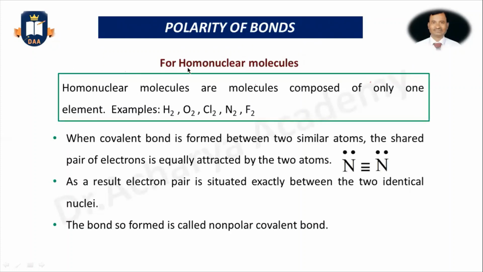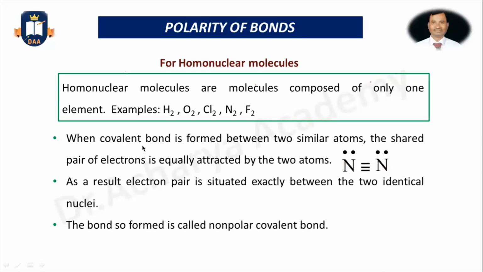I will discuss about the homonuclear molecules. Homonuclear means these molecules have the same type of atoms. Example, hydrogen molecule, oxygen molecule, chlorine molecule, nitrogen molecule, fluorine molecule. So here we'll take one example, the nitrogen molecule. On the right side you have seen the Lewis structure of it.